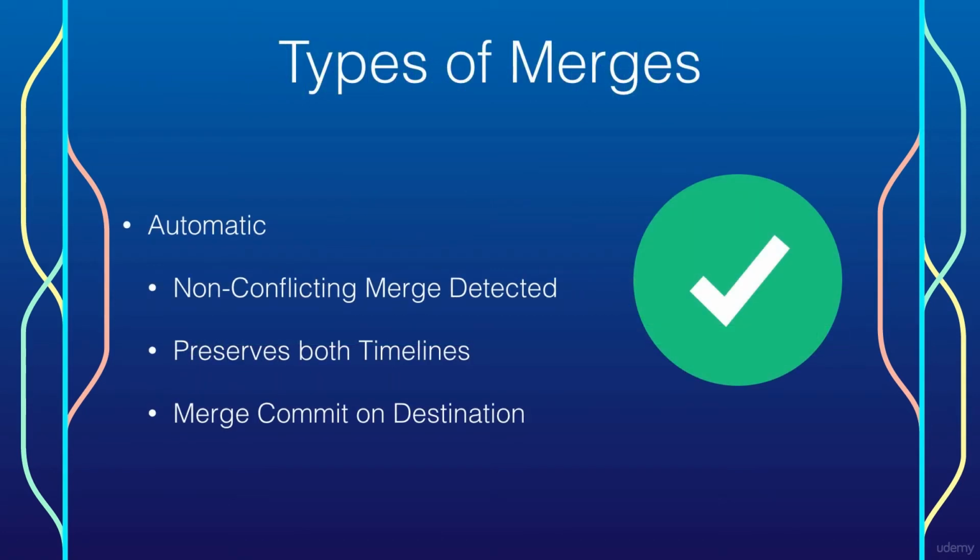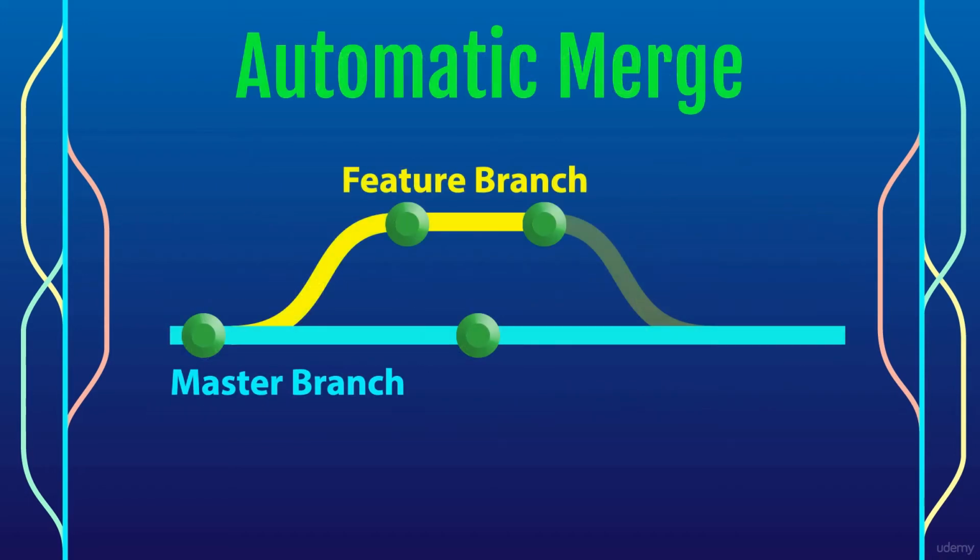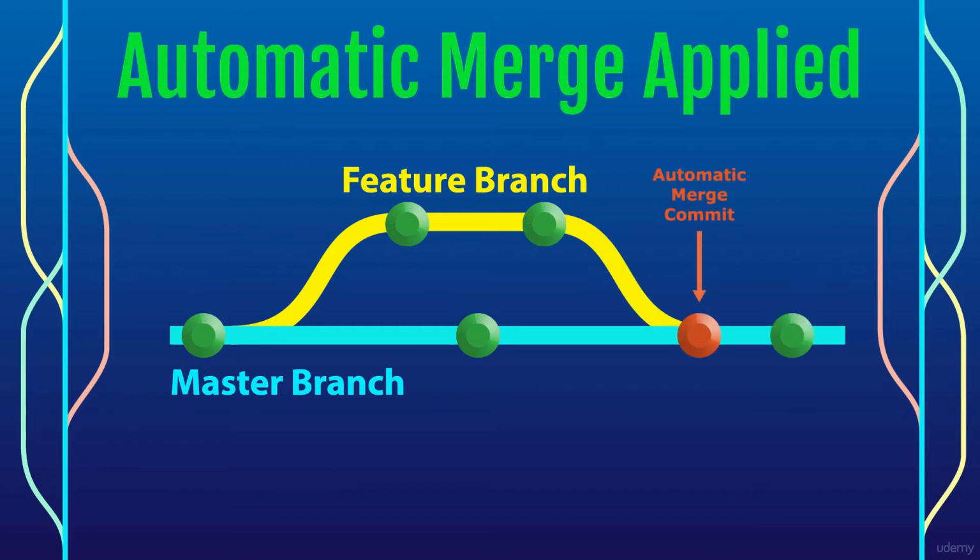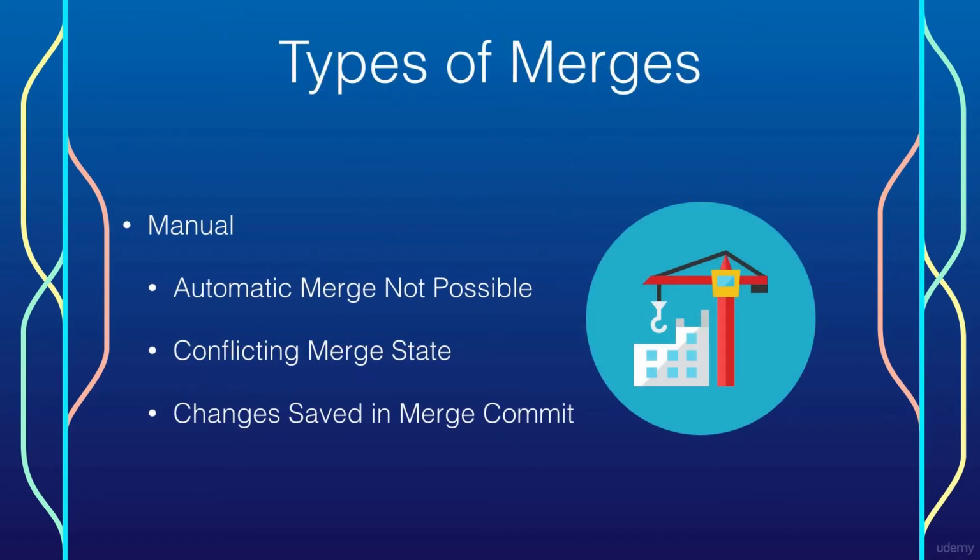Secondly, automatic merges. This happens when Git detects non-conflicting changes in the parent branch. Git is able to automatically resolve any conflicts. In doing so, the old branch's timeline is preserved and a new merge commit is created to show the merging of the two branches.